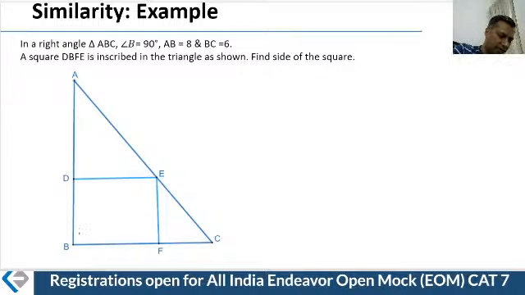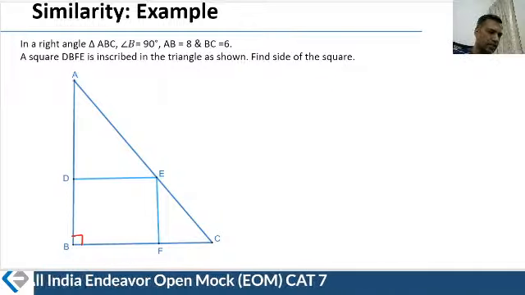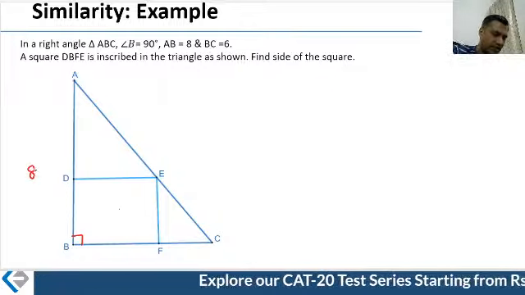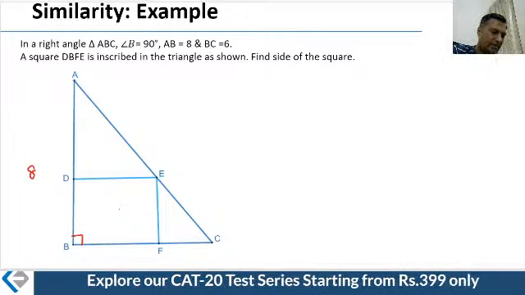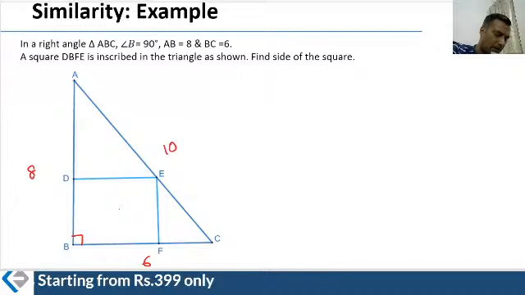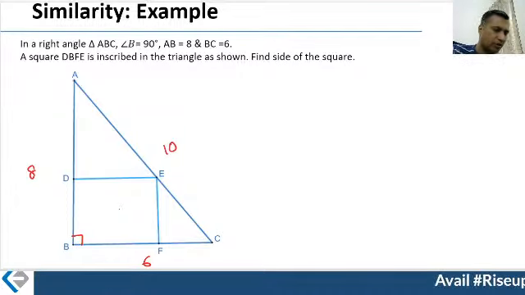Okay, angle B is 90 degrees. This is what is given to me. In this particular triangle, angle B is 90 degrees. AB is equal to 8. This entire length outside is 8. Then he's also given that the entire length of BC is 6. Therefore, I know that the complete length of AC would be 10.